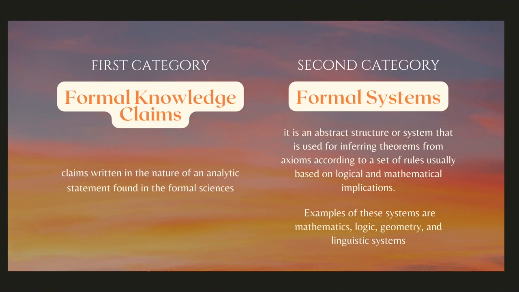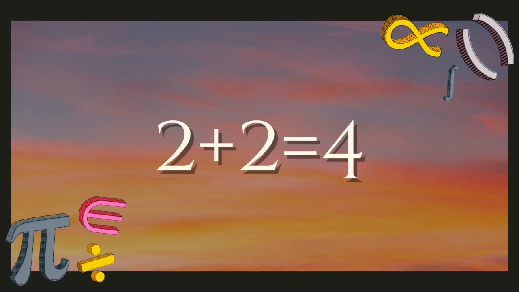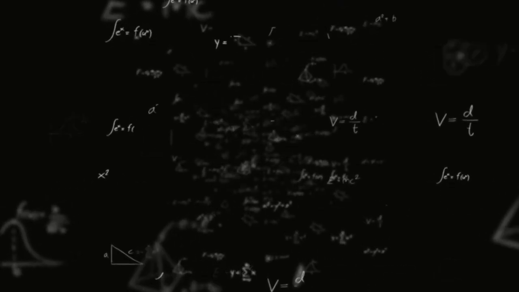Let us use the statement 2 times 2 equals 4 as an example for us to apply the coherence theory to. So, based on the theory, we need to analyze the first philosophical category, which is the formal knowledge claim. So as we can see, 2 times 2 equals 4 is a mathematical statement. Therefore, it deals with mathematical coherence.